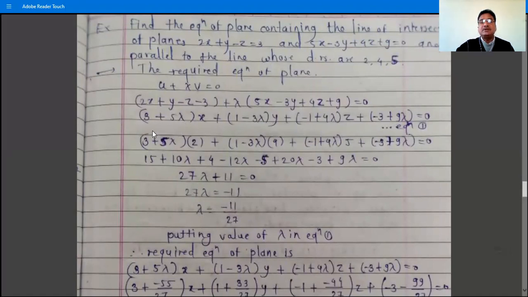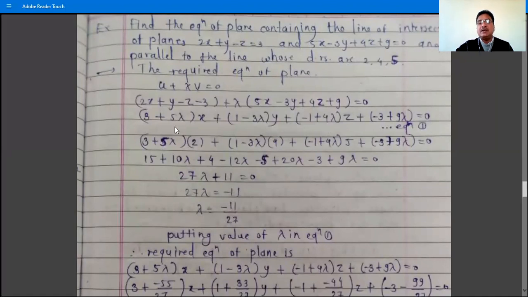So here, correct the number to 2. If the given equation is 3x, then 3 is correct. If it is 2x, then write 2 here. The coefficients of x, y, z in the equation of the plane are the direction ratios of the normal to the plane. So the normal to the plane and this line, whose direction ratios are 2, 4, 5, are perpendicular to each other.